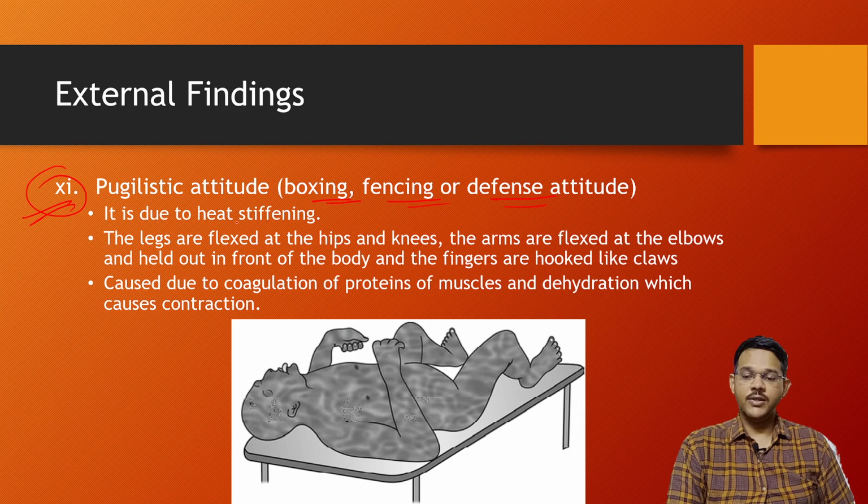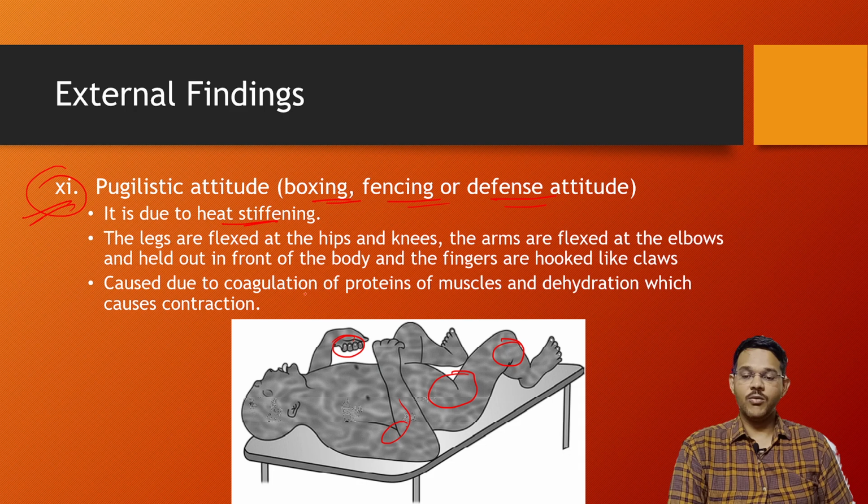It is due to heat stiffening of the body. The legs are flexed at the hips and knees. The arms are flexed at the elbows and held out in front of the body, and the fingers are hooked like claws. These are typical findings seen in the pugilistic attitude.